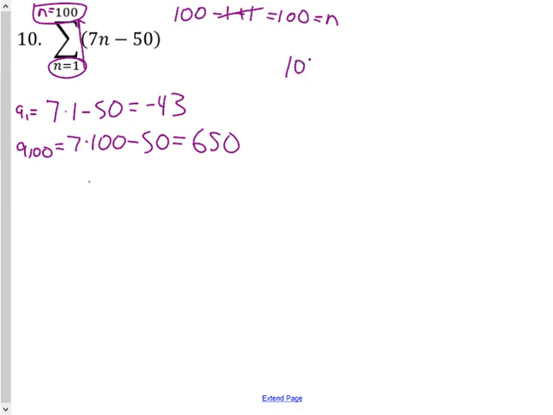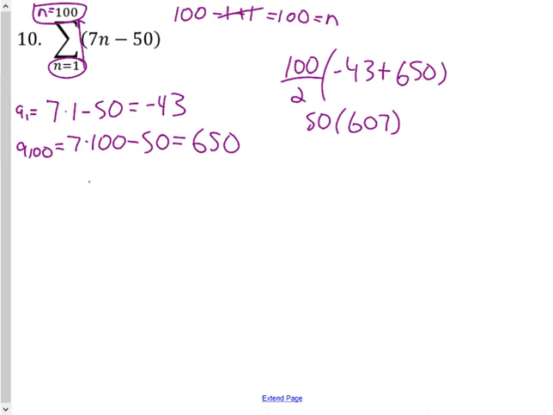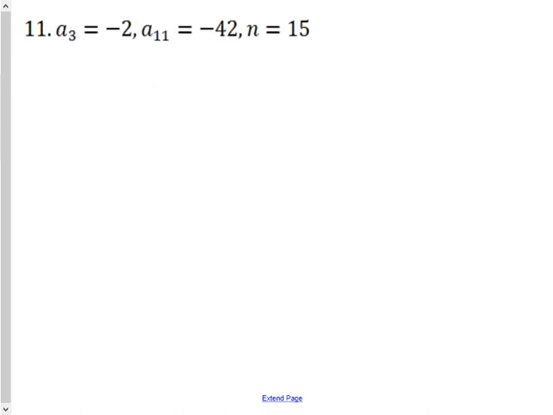And so now I have 100 divided by 2 times negative 43 plus 650. It gives me 607 times 50. Something like 30,350. Calculator work, again, you just want to plug that in. So there's your final answer. And then one more. And this one's in a little uglier form.